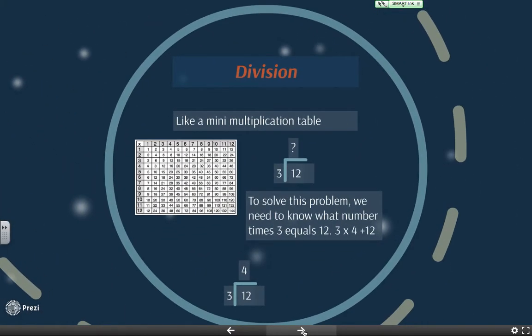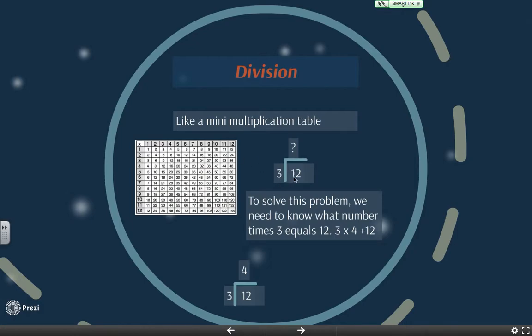All right, so think of division like a multiplication table. If you look here, you have 2. Say you had 4 in the middle, and then you have 2 on the side and 2 on the top. It's just the same thing.